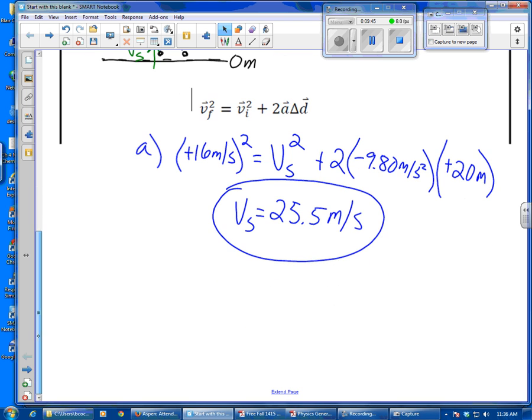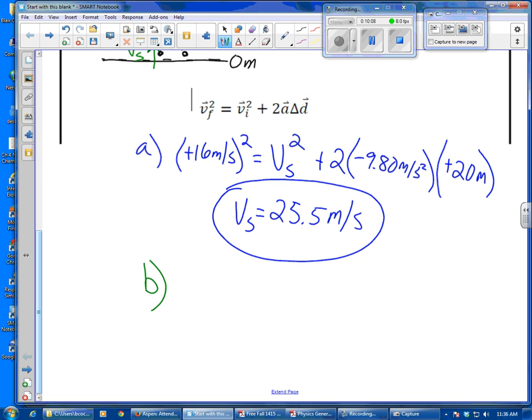In part B, I want to know how far it goes until it gets to 0 meters per second. Because remember, at the top it stops, right? That's our condition to turn around at the top. We've got to go down to a velocity of 0. So I'm going to stick with the same equation.